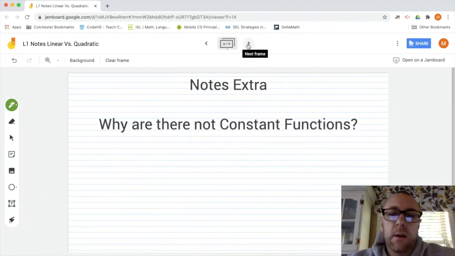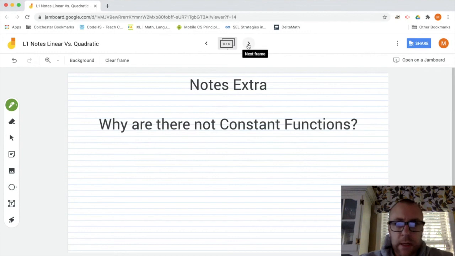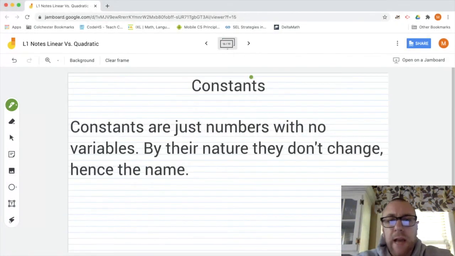Now, you might ask, why are there not constant functions? This is not officially part of your notes, but it is a question that often comes up. Constants are just numbers. They don't change ever. That's why they are called constants. They are never changing. It's not like a variable x where you can plug in a different number and that value changes.